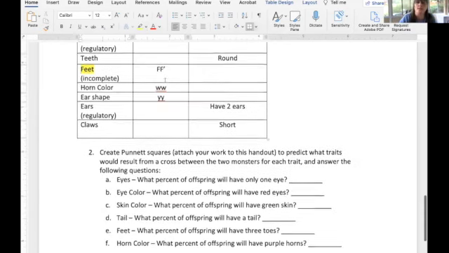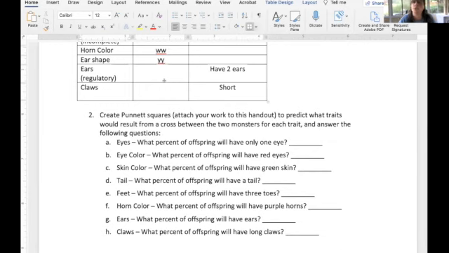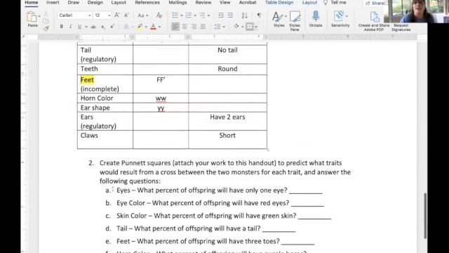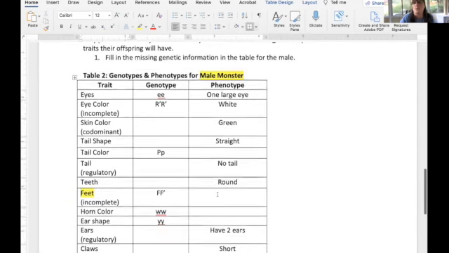Anyway, when you get down here, it says create Punnett Square and attach your work to predict the traits. I have to see your Punnett Square for every one of these. Now, before I show you an example of making the square, I want you to pay attention to the fact that these are not all of the stuff in the chart. So don't just go and think you're done. Pay attention. Here, eyes, what percentage of offspring will have only 1 eye? That's the one we're going to do right now.